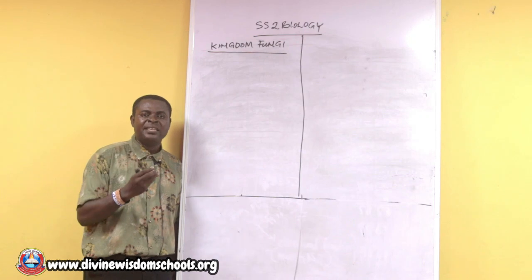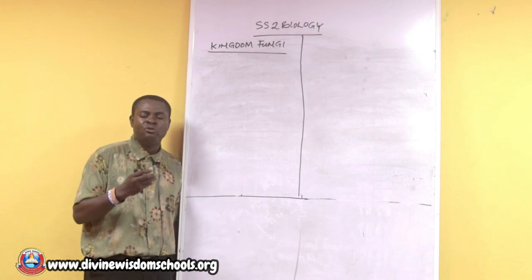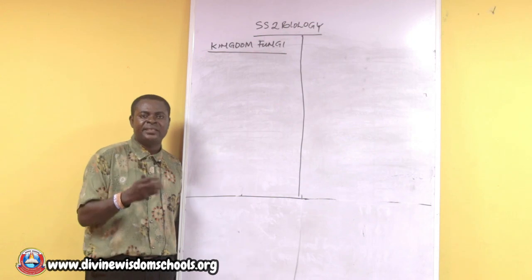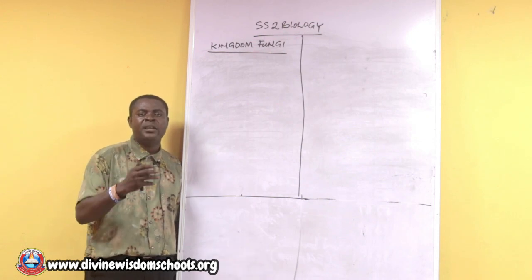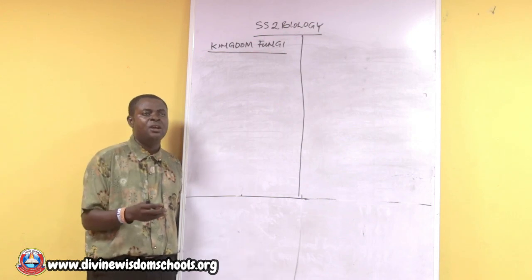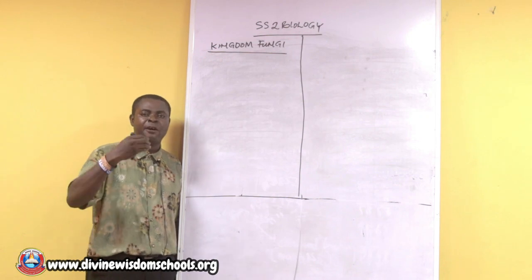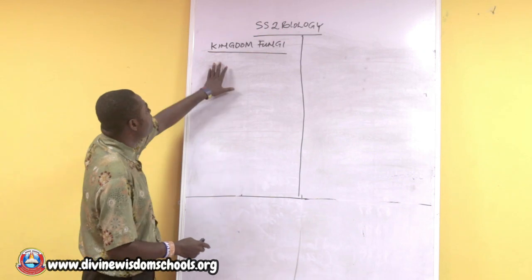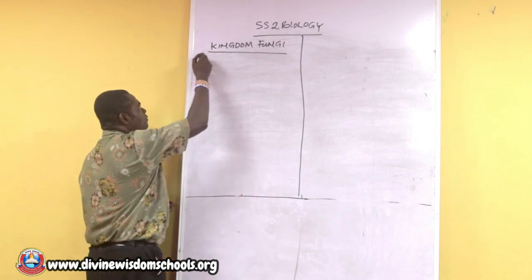Why? Plants have chloroplasts. Fungi do not have chloroplasts. Plants have cellulose cell wall, but fungi have chitinous cell wall. Plants store carbohydrate as starch, but fungi store carbohydrate as glycogen, just like animals. But nevertheless, we are still going to talk about fungi, not because it's a plant. It's not a plant. Take note of it. Now, the kingdom fungi. Let's look at the features.